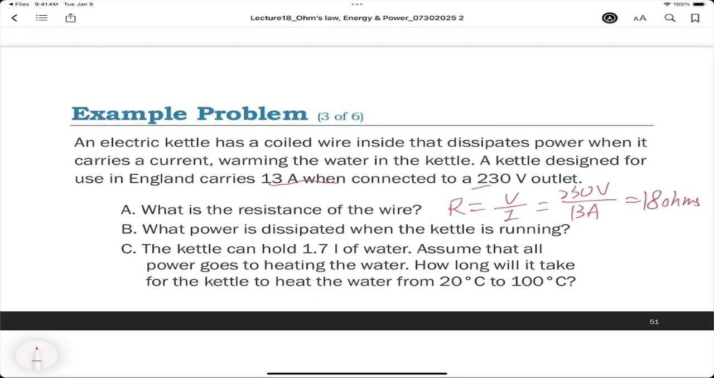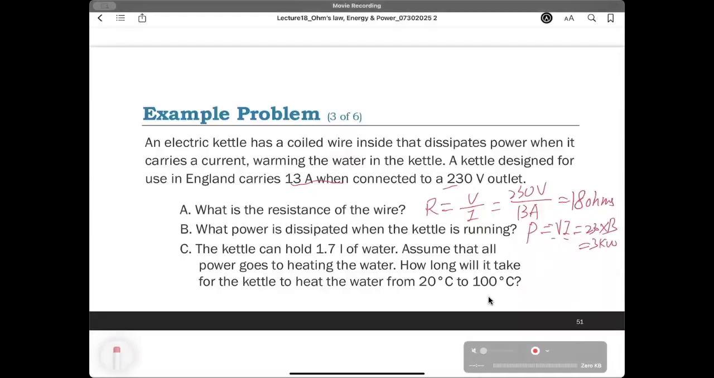And what power is dissipated when the kettle is running? We know that P equals VI, am I right? So we know V and we know I, and multiplying, it's around 3 kW. You can calculate it by yourself.